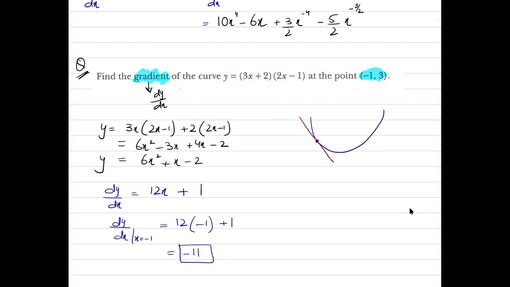If I draw a tangent line, from O level maths you should be aware that the gradient of the tangent basically represents the gradient of the curve at that point. Do you remember this concept from O level maths?